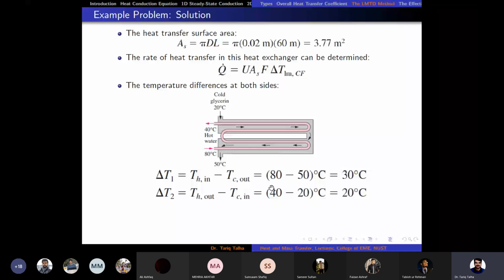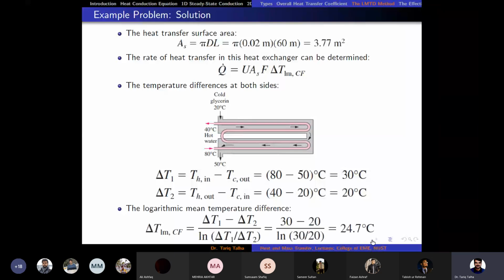So you can either take delta T1 at this point or this point, it doesn't matter. Both results would give us the same thing. I mean to say that it can also be taken as delta T1 and this would be delta T2, or we can take this as delta T1 and delta T2. So if we do that, delta T log mean can be calculated.